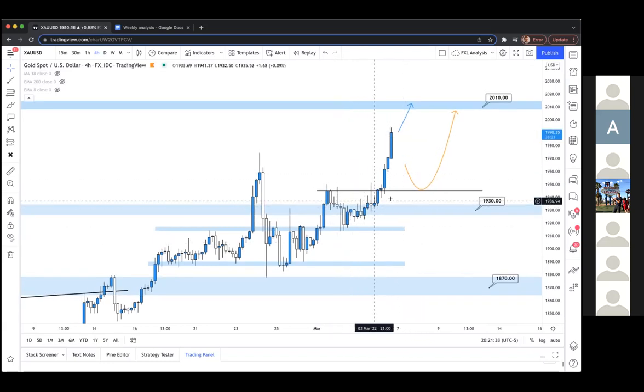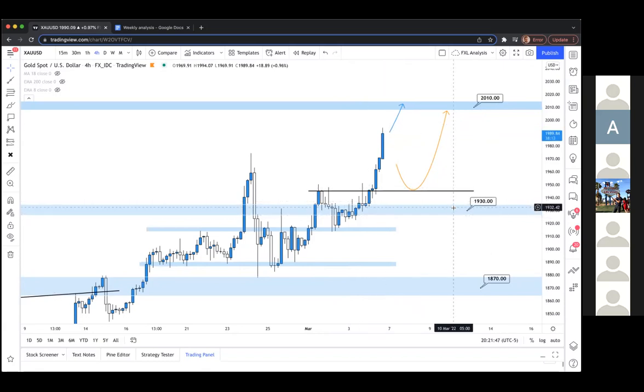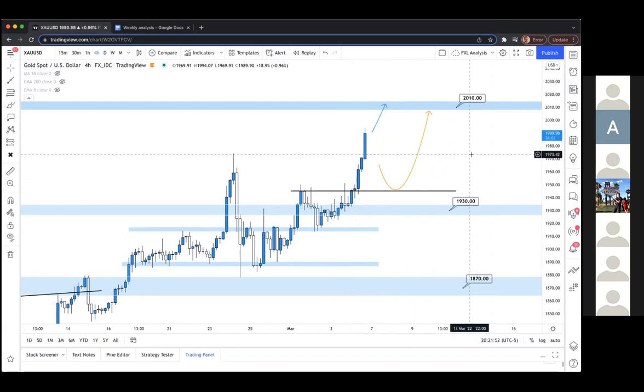But yeah, big volume. If you guys are in on this trade, there was a little opportunity there. If you're in on this, good for you. 2000 is a target, definitely. But yeah, this is massive. It's a nice 700 pip trade from 1930 to 2000. Nice. So yeah, pretty good for gold.